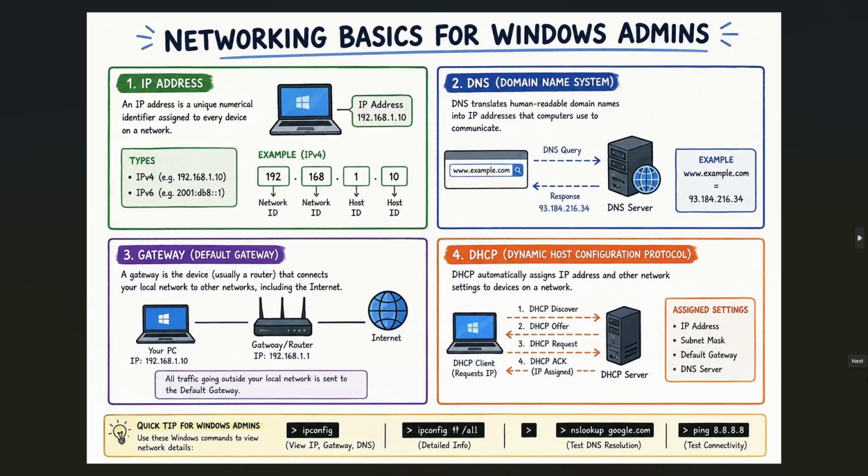Let's move on to the third one, the default gateway. A gateway is a device. It is usually a router. It might be in your home as well, that connects your local network to other networks, including the internet. So what that means is, suppose you have your home network, right? And your ISP provides you a router. That router is connected to the internet, right? That is the gateway. Without that gateway, you cannot connect to the internet, right?